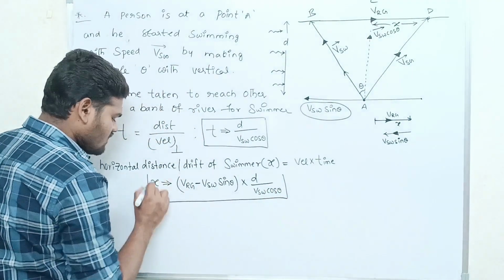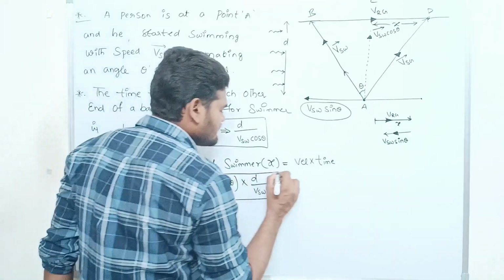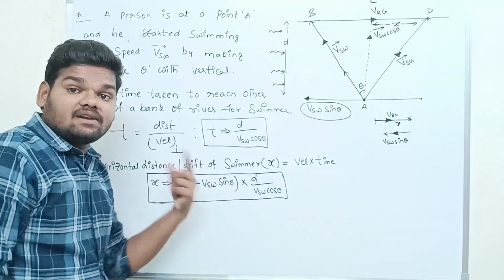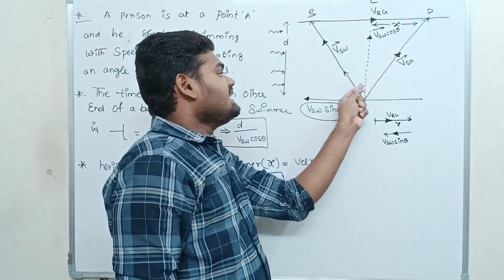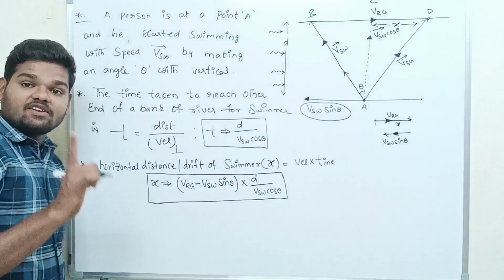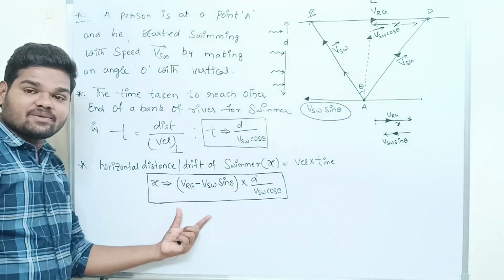So this is the horizontal distance traveled by the swimmer when he started moving by making an angle theta with the vertical. Are you getting any doubt? Okay, simple concept now.